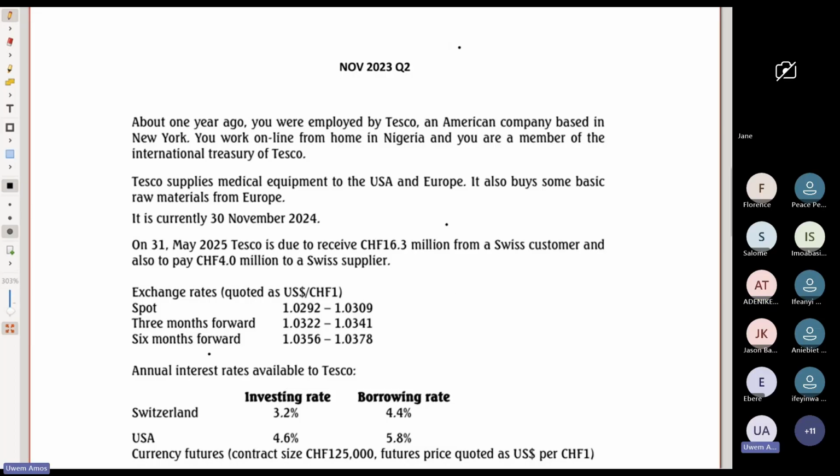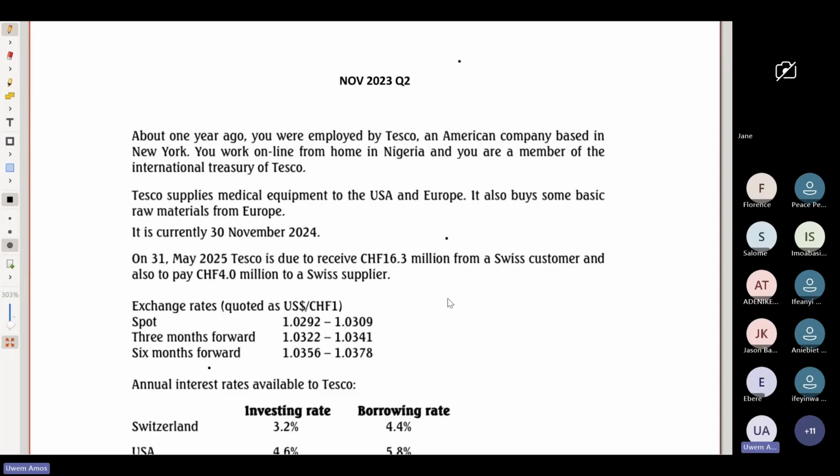About 1 year ago, you were employed by Tesco, an American company based in New York. You work online from home in Nigeria, and you are a member of the International Treasury of Tesco. So if you're in Treasury, this currency risk management is part of your role. Tesco supplies medical equipment to the USA and Europe. It also buys some basic raw materials from Europe. It is currently 30th November 2024.